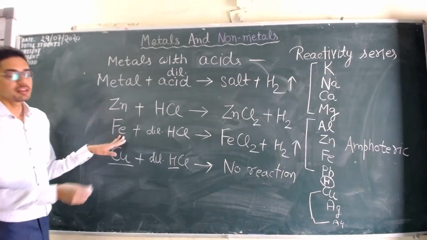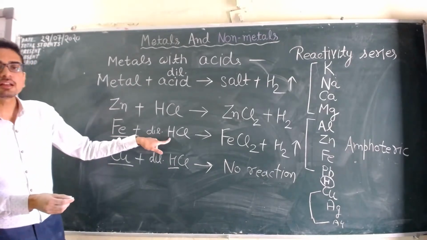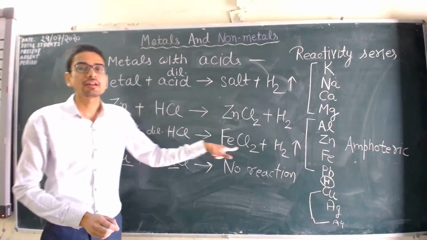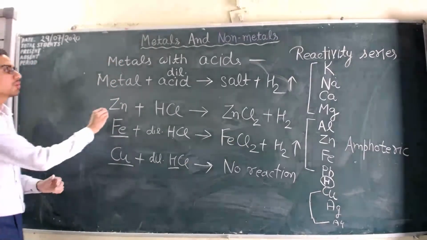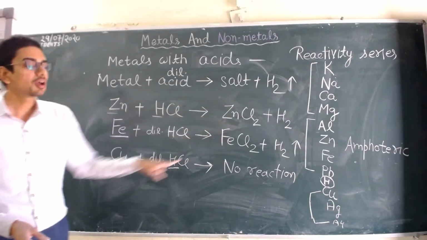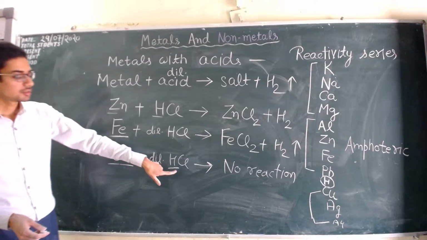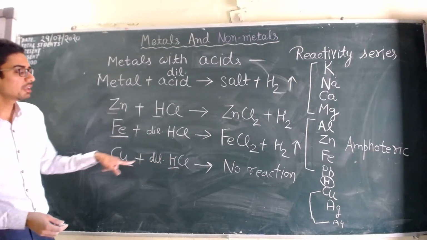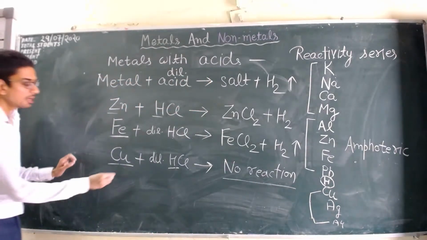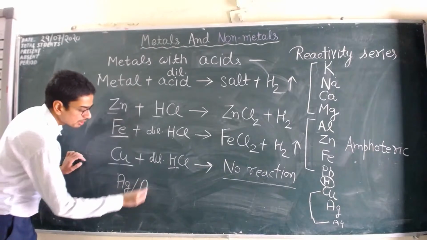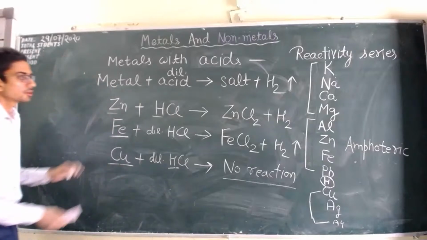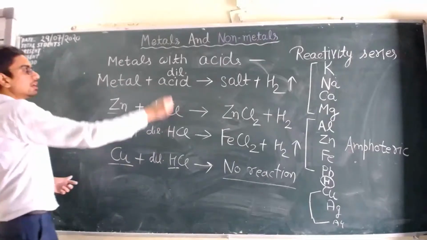Okay, in this reaction, iron was more reactive than hydrogen, so iron displaced hydrogen forming iron chloride. Zinc was more reactive than hydrogen, so it displaces hydrogen forming zinc chloride. But copper is not more reactive than hydrogen, so copper cannot displace hydrogen. That's why there will be no reaction. Similarly, least reactive metals like silver, gold will not react. Okay. So this was the reaction of metals with acid.